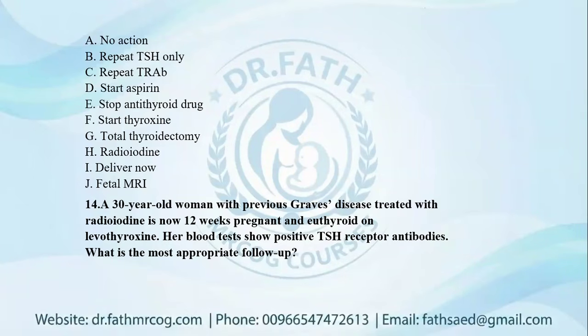She had Graves disease before, but treated by radioiodine. Now the patient is 12 weeks pregnant and euthyroid, but on treatment. And she has TSH receptor antibody. You need to follow this receptor because she's fine now. She's on her treatment, and the patient is 12 weeks. Do you need to do anything here, or is it okay because the patient is fine? No action.